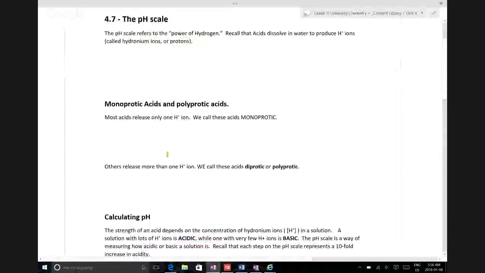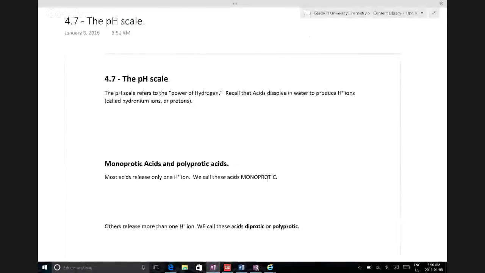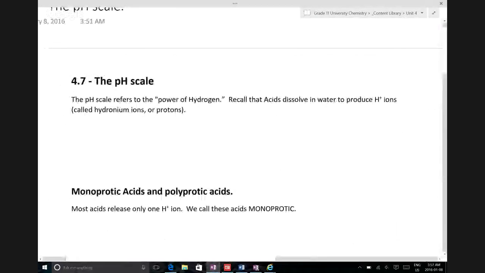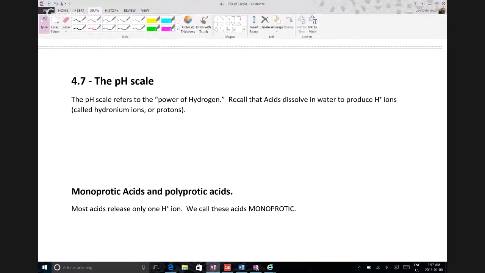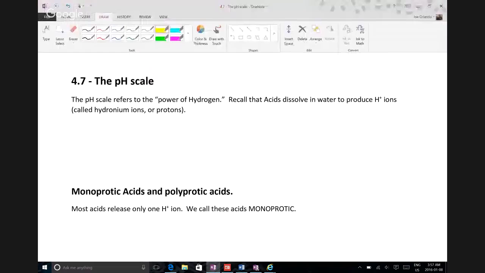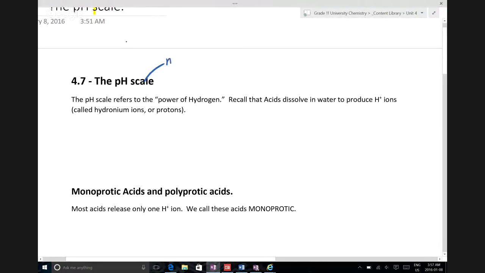So specifically, today we are going to work on the pH scale. So hopefully you all have this handout in front of you, and we can get started. The pH scale, as you know, is a way to measure an acid's strength.